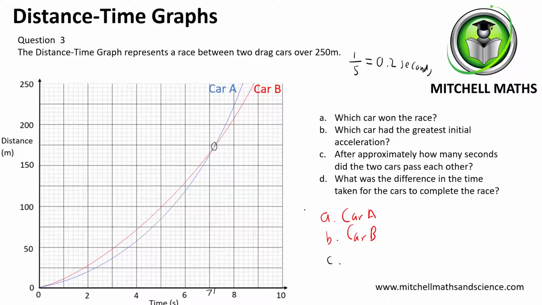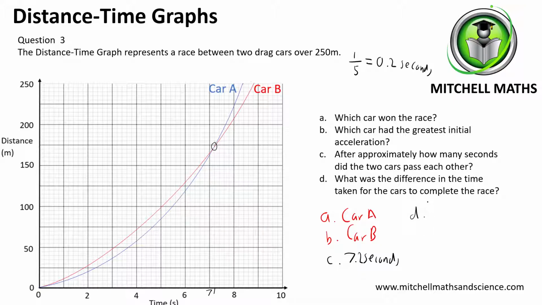And there'll probably be a little bit of leeway because it's not quite clear. You could probably also say 7.1, possibly. So 7.2 seconds. Sometimes when it's not clear, they will give a bit of leeway with answers.